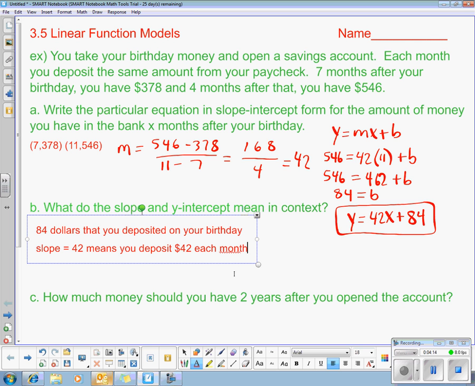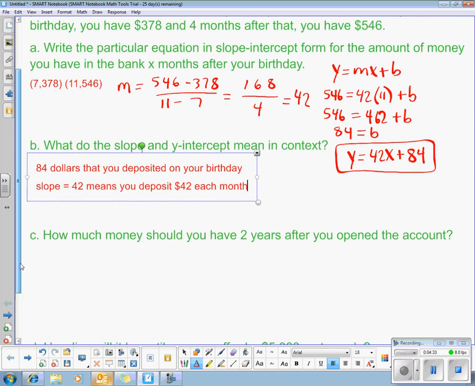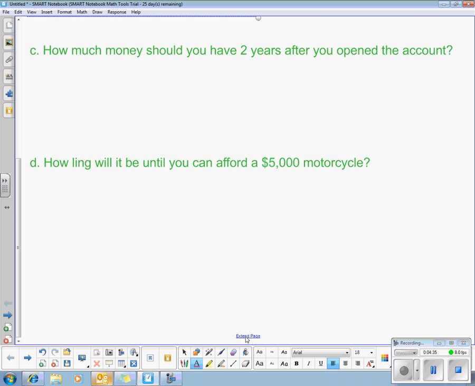Okay, so all linear functions are going to have a starting point and a rate of change: how much y is changing with each increase of 1 unit on the x-axis. I like that particular question. You're always going to have questions like C and D on this style of problem.